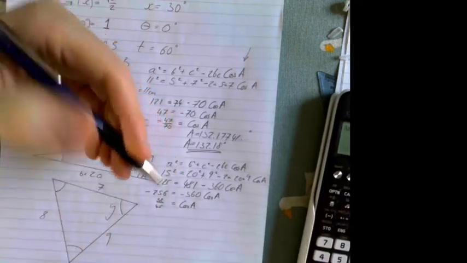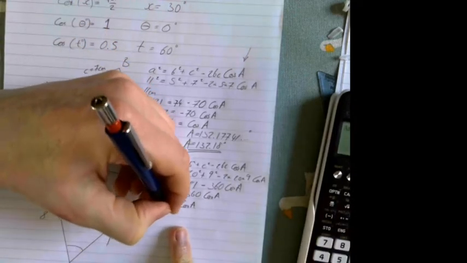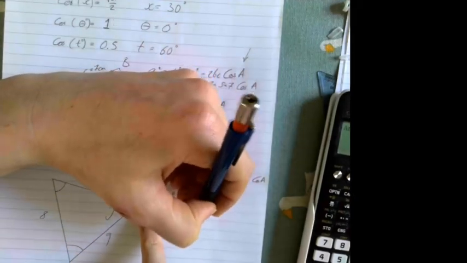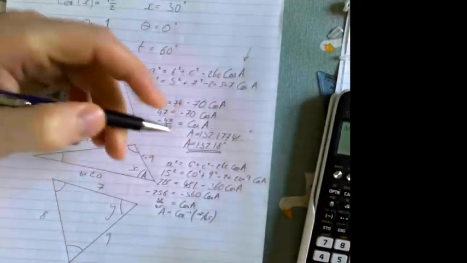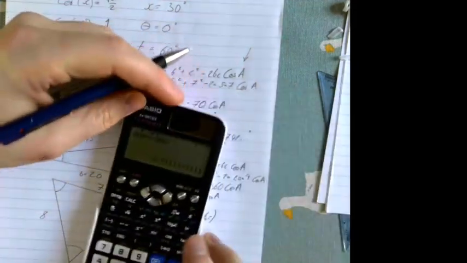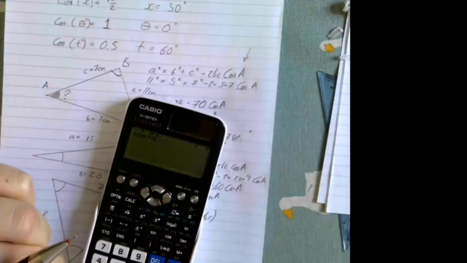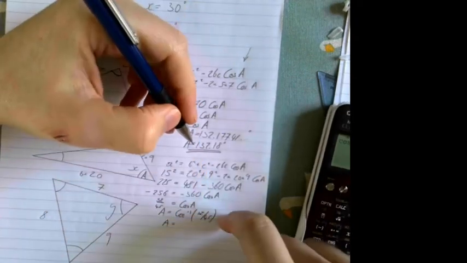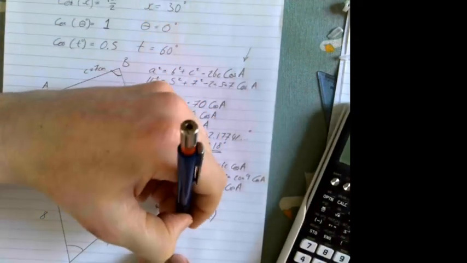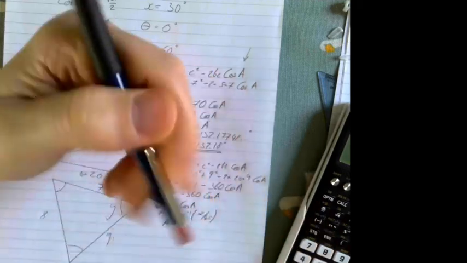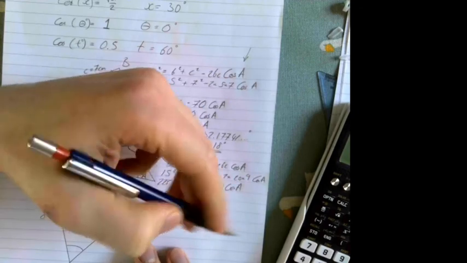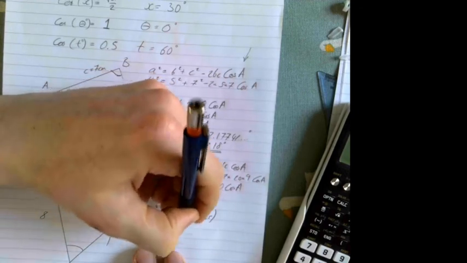Alright, what do we need to do to find A? Yeah, we need to do cos minus 1 of our 32 over 45, or cos minus 1 of our 0.71 recurring. And if I do that, then we get that A is equal to 44.674. If we did that to 2 decimal places, we'd get 44.67 degrees.